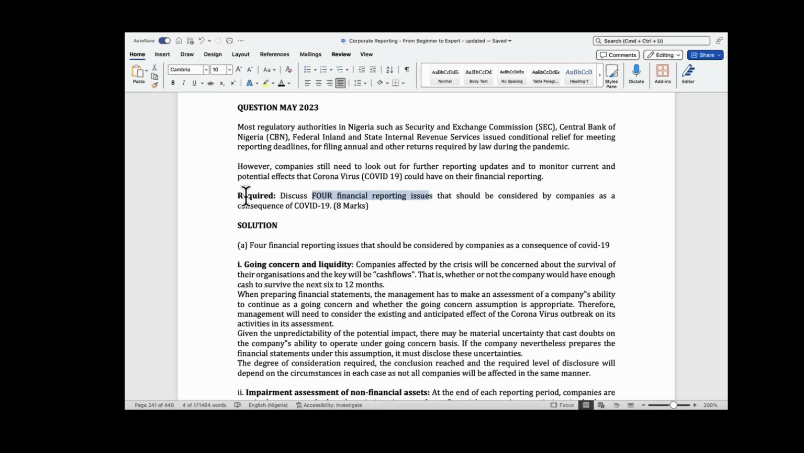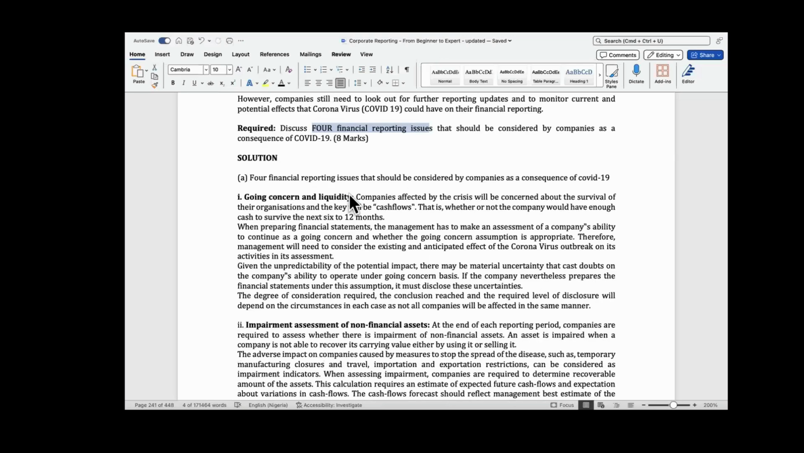One reporting issue is going concern and liquidity. A lot of companies almost shut down. They needed to reassess their going concern, considering that we could not go out. A lot of organizations could not carry out their daily activities. So another one is impairment.